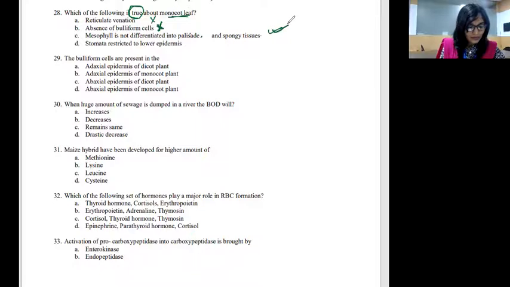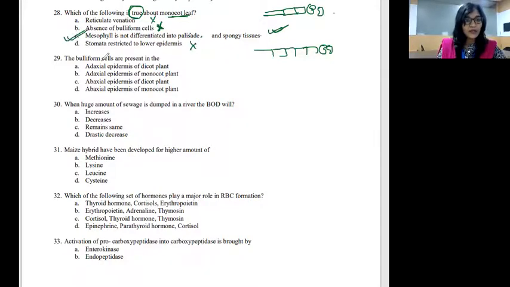Yes. The next question: stomata restricted to the lower epidermis. Is it a true statement? Stomata is restricted to the lower epidermis only. In monocots, it is present in both cases. If they ask about dicots, then you can say that stomata is present in the lower epidermis. But in a monocot leaf, you have stomata above also, you have stomata down also. So this is again a wrong statement. So the correct answer is option C.